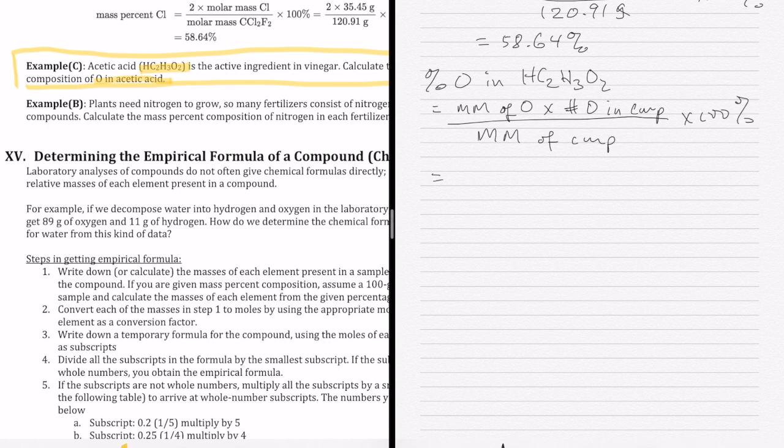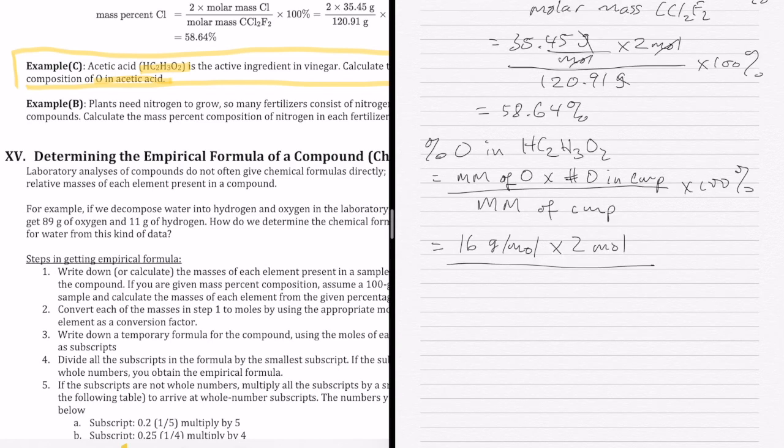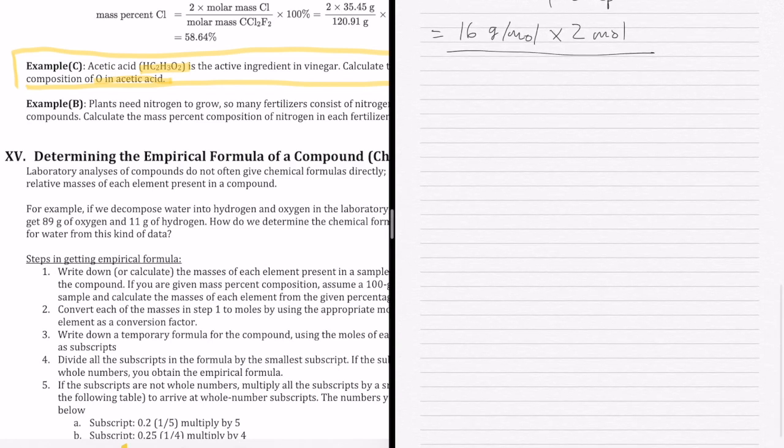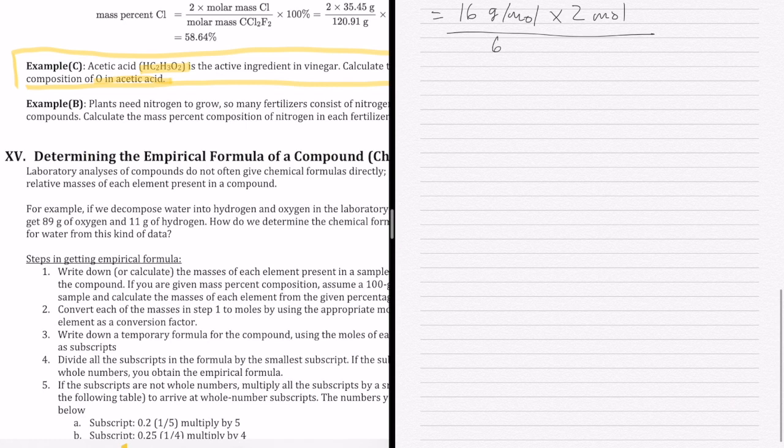The molar mass of oxygen, if you look at it on the periodic table, is about 16. In acetic acid, we have 2 moles of oxygen. And then the total molar mass of acetic acid is 60 grams in 1 mole. So we just write 60 grams. Cancel, cancel, multiply this by 100%, and you should get 53.3%.